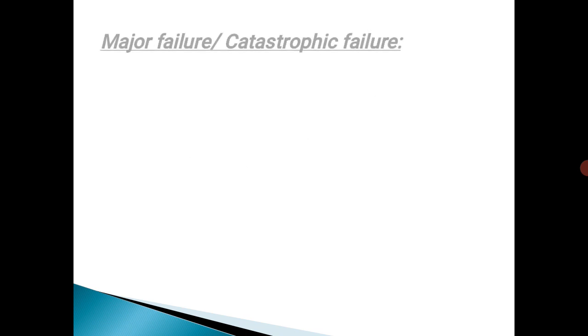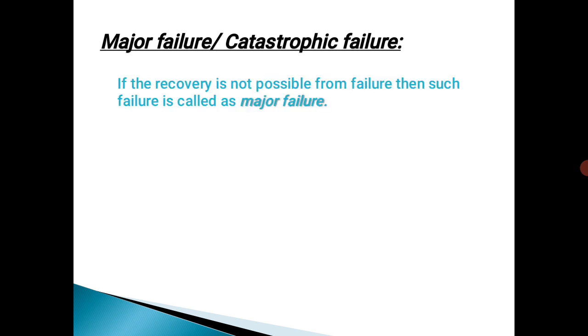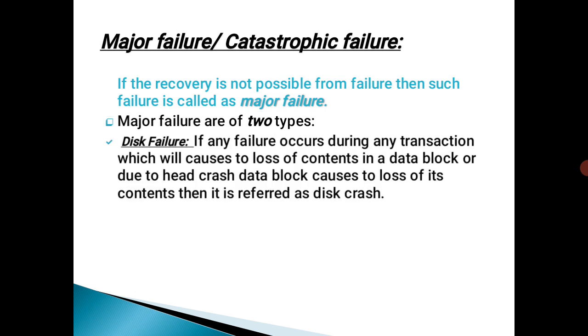Major or catastrophic failure. If recovery is not possible from the failure, then such failure is called major failure. Major failures are of two types: one is disk failure and another is physical problems. Disk failure is when any failure that occurs during a transaction causes loss of contents in a data block, or due to a head crash the data blocks lose their contents, then it is referred to as disk crash. Physical problem: this is also a non-recoverable type of failure.